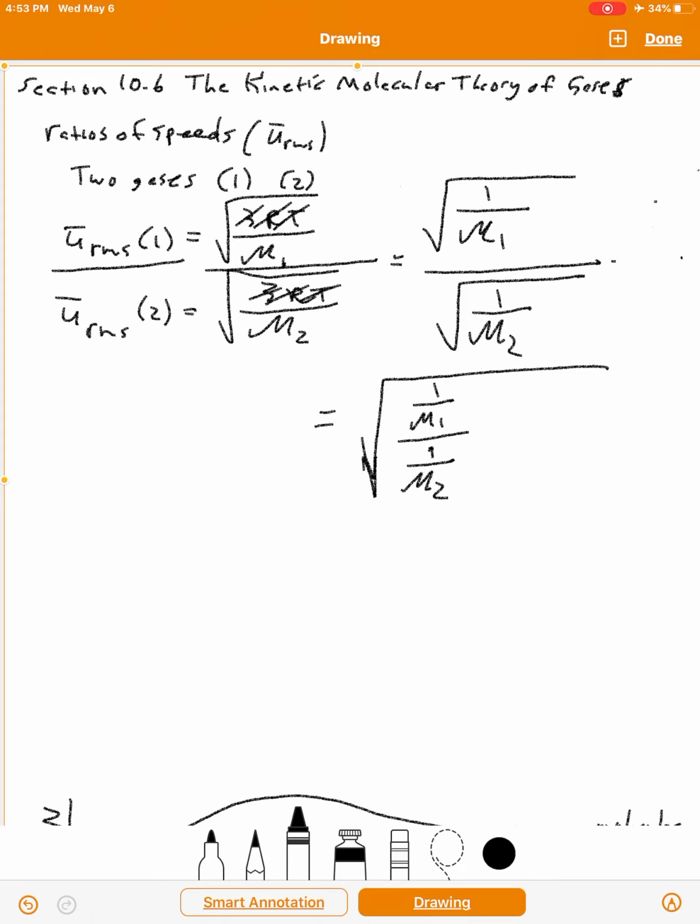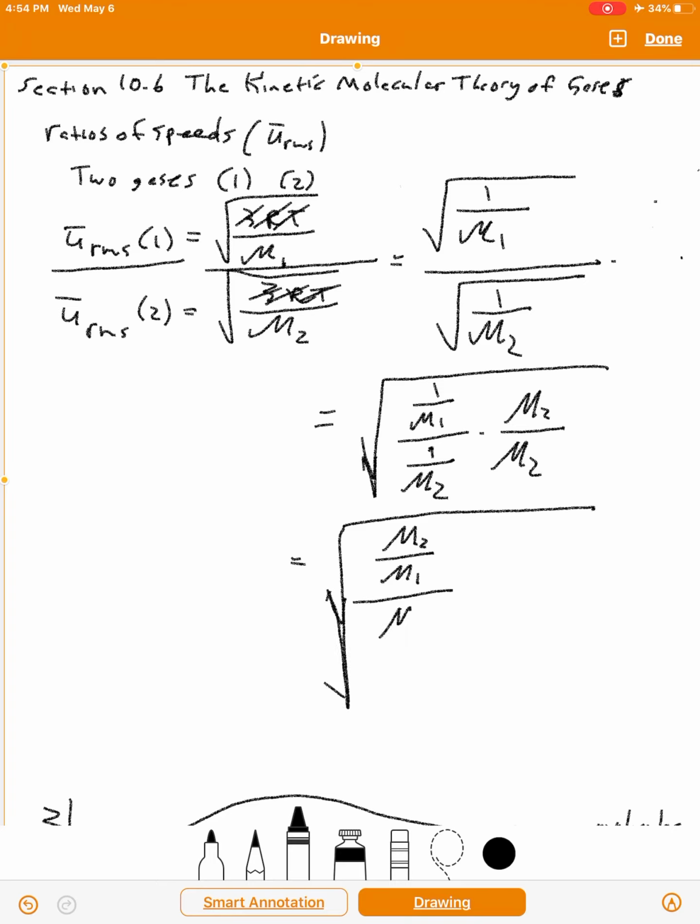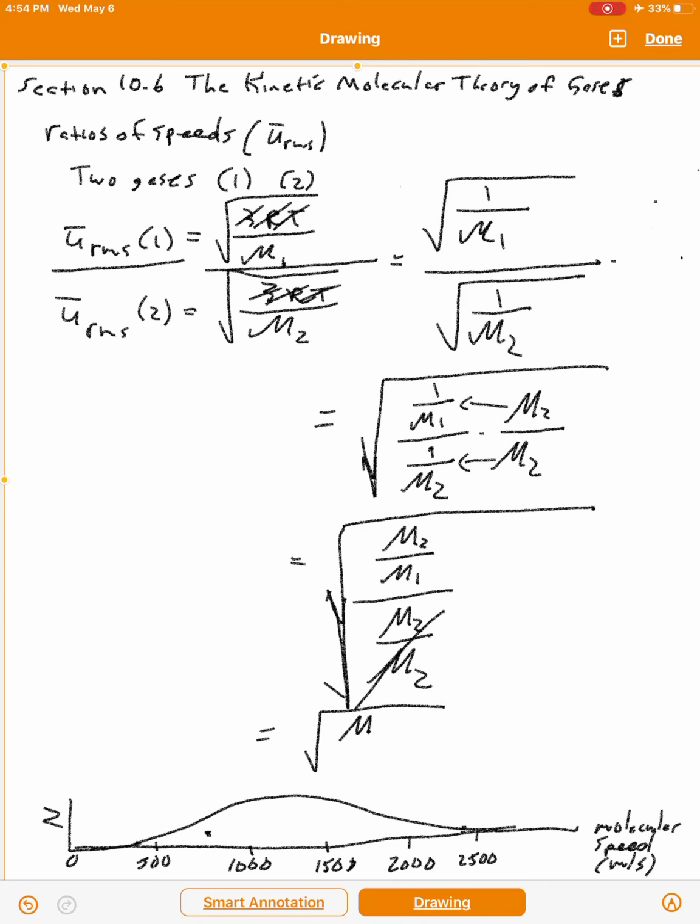So now let's do the following. Let's multiply this by, inside the radical, molar mass of 2 over molar mass of 2. Molar mass of 2 over molar mass of 2 is 1, so we're not really changing anything. However, look what happens when you do that. You get the square root of m2 over m1 on the top, over m2 over m2 on the bottom, right? So this one goes there, so it's m2 over m1, and then this goes here, so it's m2 over m2. Well, m2 over m2 is just 1, right? So that means that this ratio is equal simply to the square root of m2 over m1, the molar mass of gas 2 over gas 1.